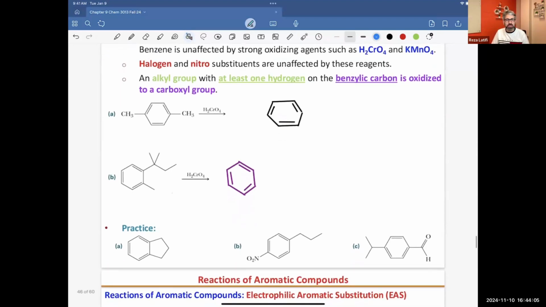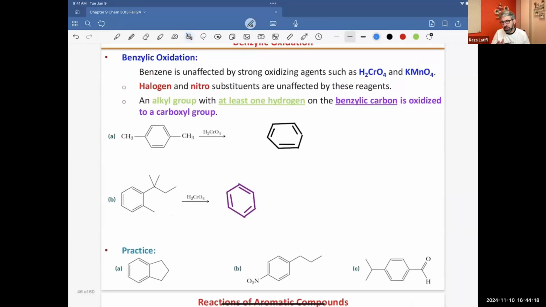If there's a carbon directly attached to benzene, technically to the ring or the phenyl ring, and that carbon has a hydrogen atom, whenever it gets exposed to chromic acid or potassium permanganate, the methyl group or any alkyl group with a hydrogen will be oxidized and turn into a carboxylic functional group.